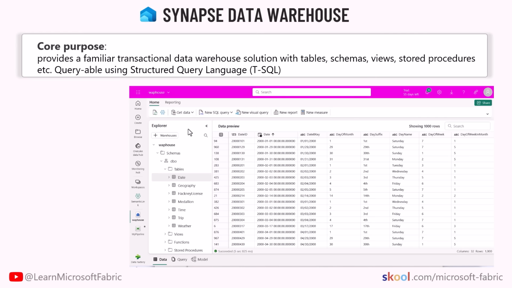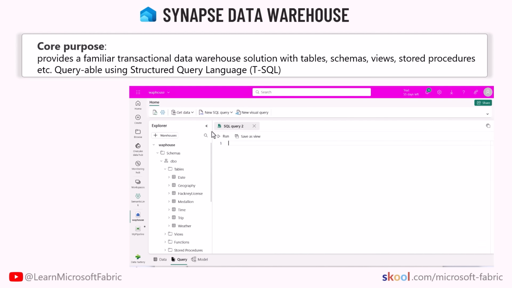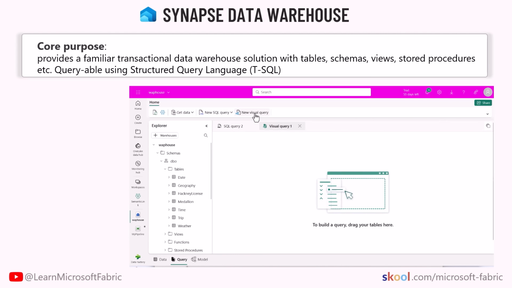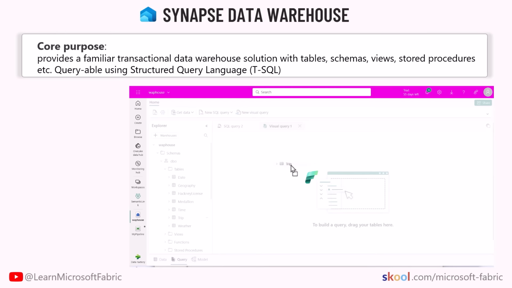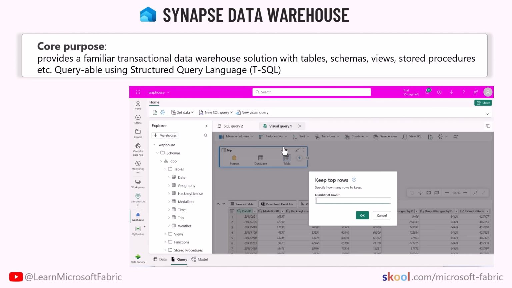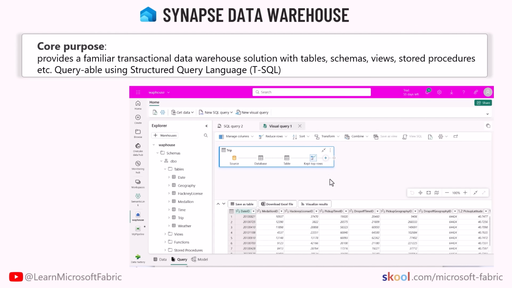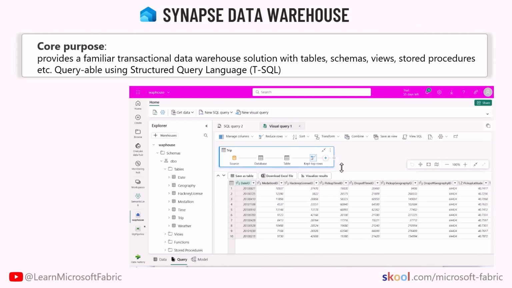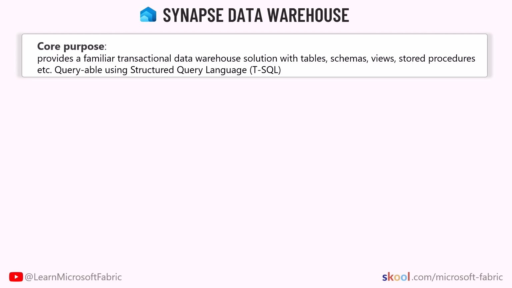Now, the data warehouse experience consists of the data warehouse, unsurprisingly, which provides a familiar transactional data warehouse solution with tables, schemas, views, stored procedures, and all that good stuff. And it's obviously queryable using T-SQL. And it provides features to make it more accessible for citizen analysts. So there's visual scripting, low and no code solutions built into this experience as well. And it's lake-centric, meaning that under the hood, it's a highly scalable architecture. So it's not a traditional SQL Server. Although you can use T-SQL to query it, under the hood, it's actually built on top of a completely different engine called the Polaris engine.